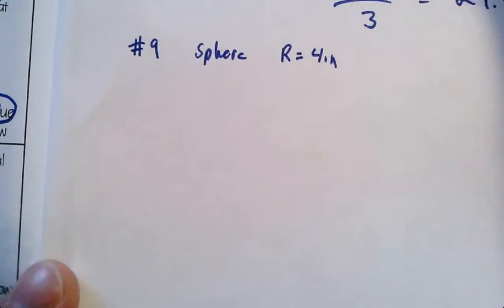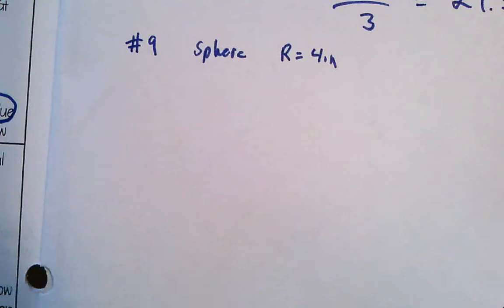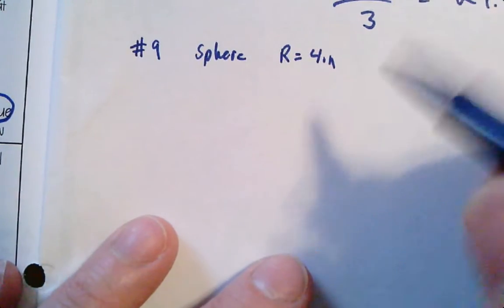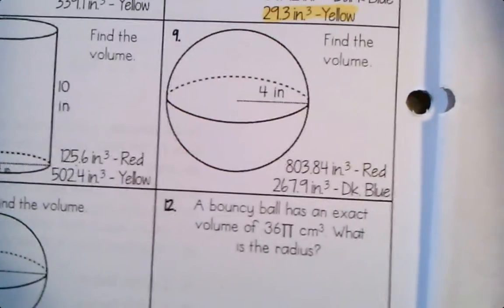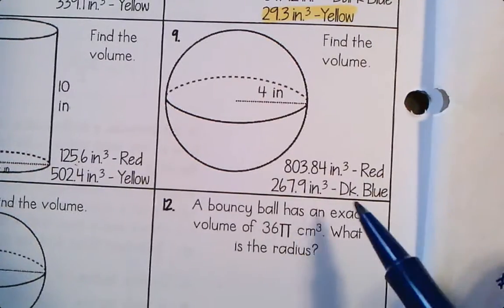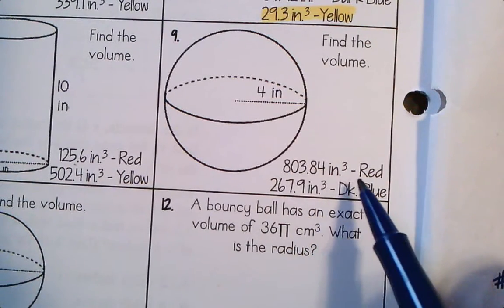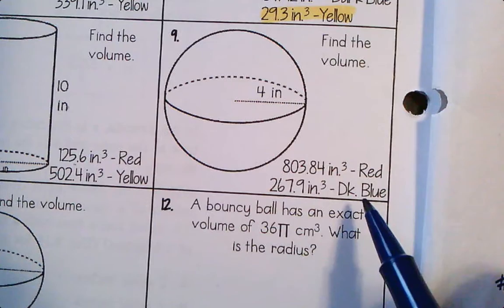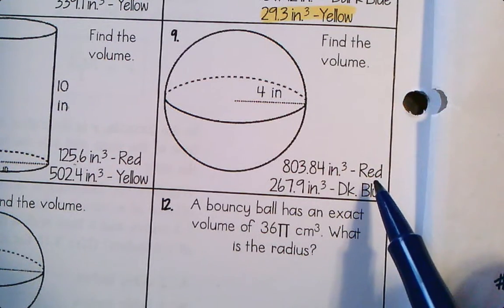All right, next one I want to do with you is number 9. Figured I'd just do another sphere question because those are sometimes the hardest questions. So number 9, you have this sphere, find the volume. We're either going to go dark blue again or red. I guess it's probably going to be red, unless, can you use dark blue twice? I don't know. So let's do the work.